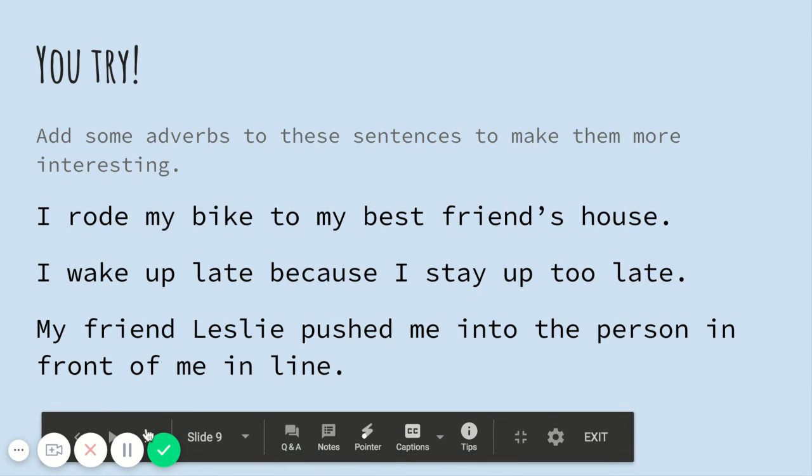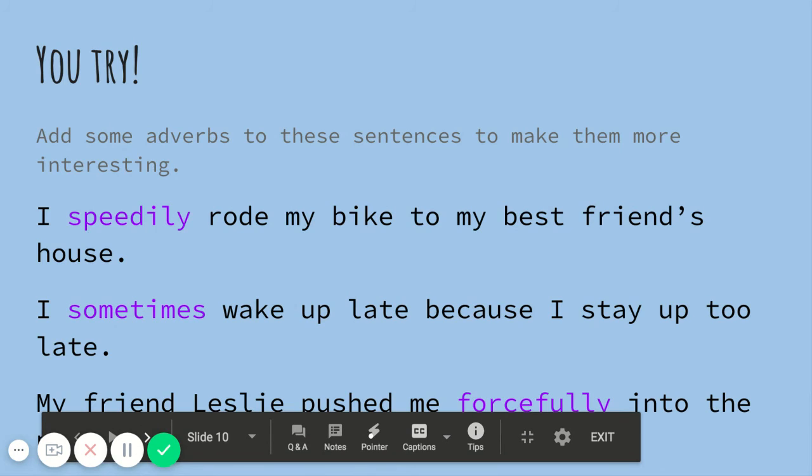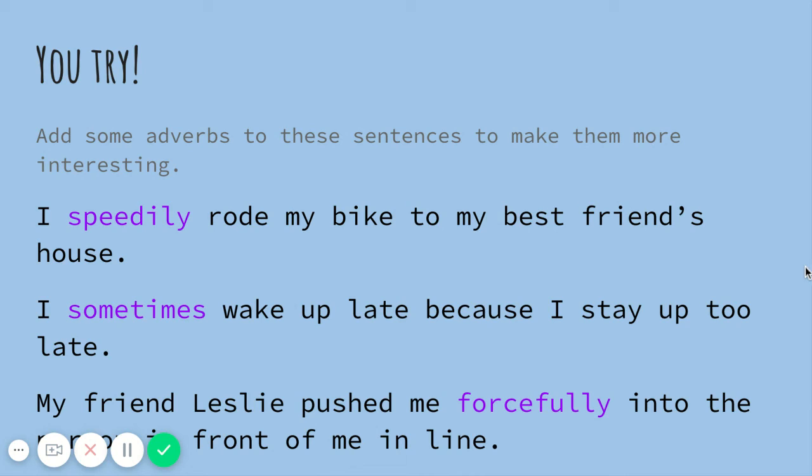Okay. If you need more time, feel free to pause that slide. Here are some adverbs that I put in because I thought these would make the sentences more interesting, and yours might be the same as mine, or they might be totally different. In fact, they probably are, because the reality is there are so many adverbs out there that you could have added. This says, I speedily rode my bike to my best friend's house.